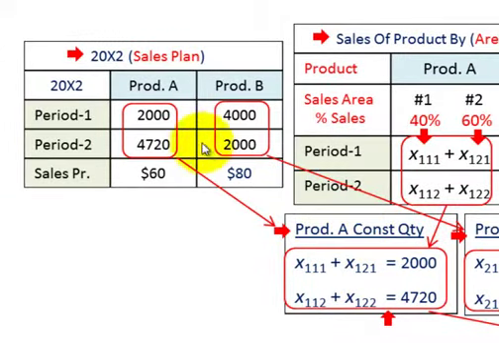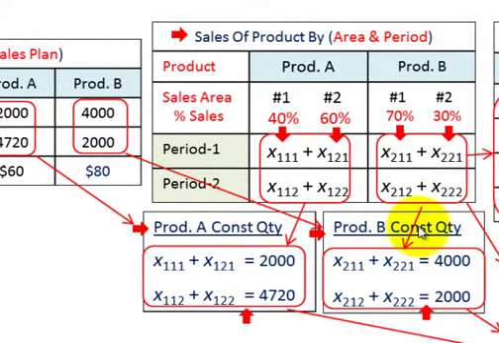So let's look at it. For product A, for period 1, we have a quantity of 2,000. Period 2, 4,720. So those go down into your constraints. And again, it has to be equal to. Equal to has to go into your linear programming, however you set that up. Okay, so that's for product A.